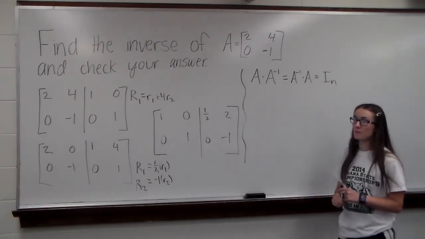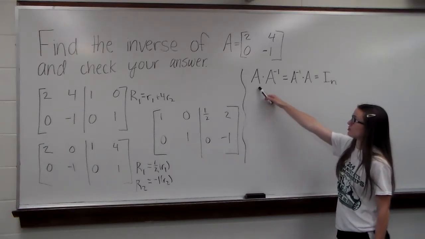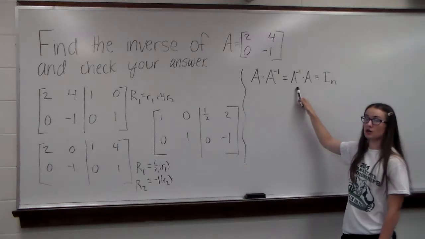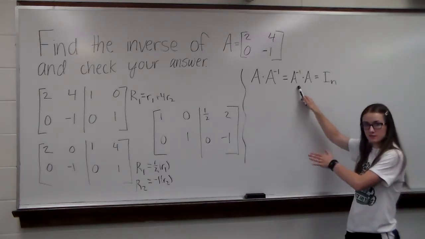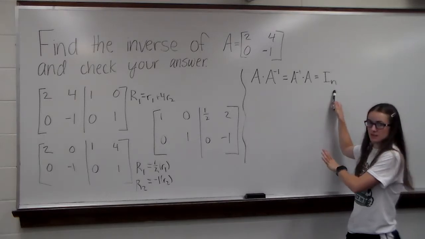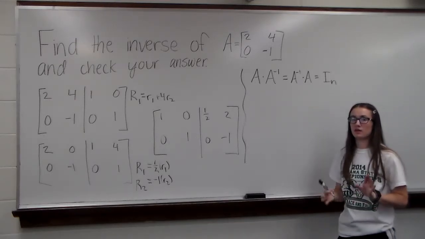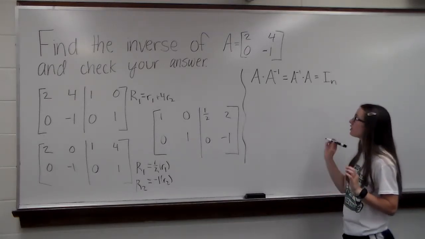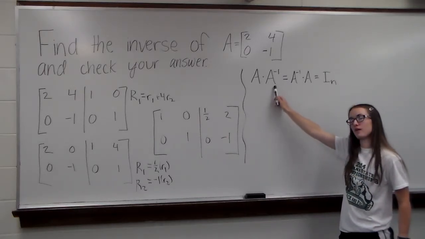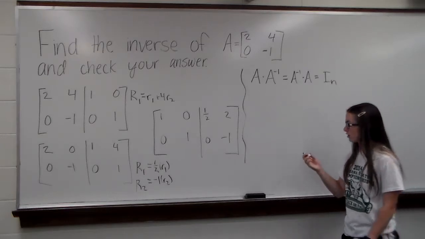So to do that, we would need to multiply our matrix A times the inverse that we just found, and then we would need to make sure that when we multiply the inverse first times matrix A, that it still equals the identity matrix. But just for the interest of time, we are just going to multiply matrix A times the inverse matrix that we just found.